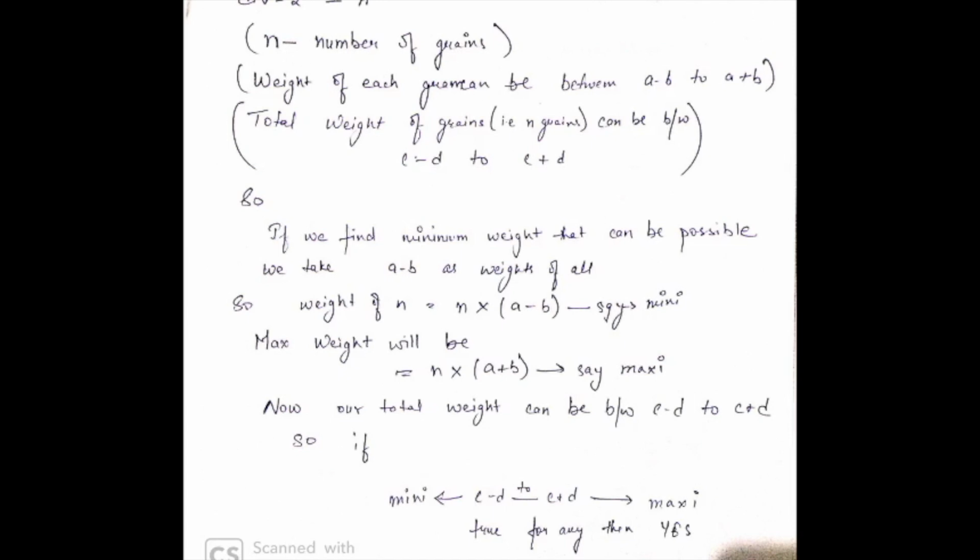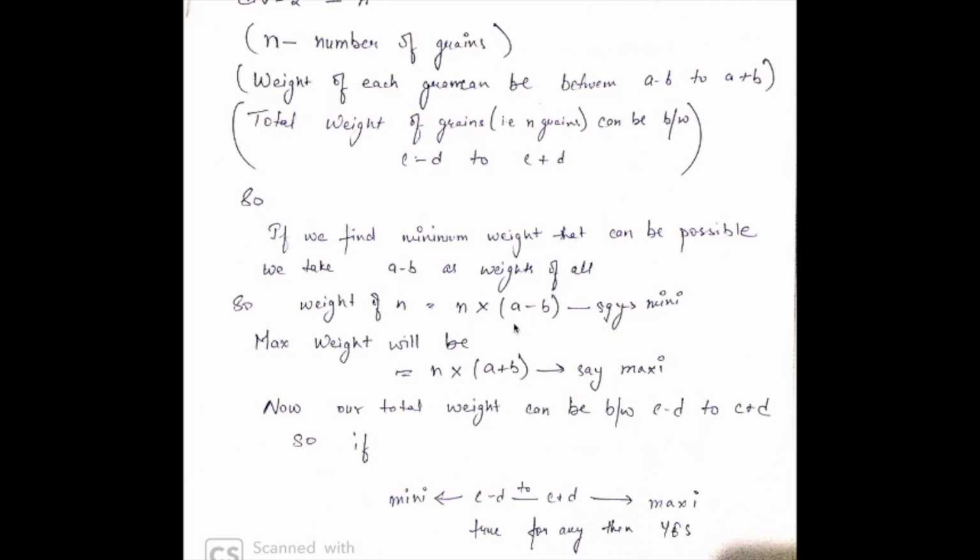So N grains are given, the weight of each grain can be between A minus B and A plus B, and the total weight of the grains can be between C minus D and C plus D. So we find the minimum weight that is possible if we take A minus B as the weight. A minus B is the minimum weight we can take. So if we take A minus B as the weight of all N grains, we'll have the weight which would be minimum. We cannot produce a weight smaller than this.